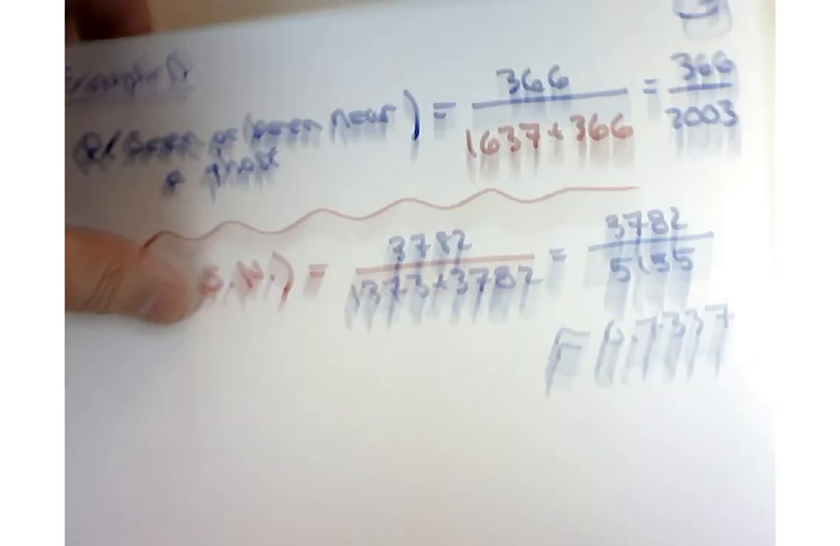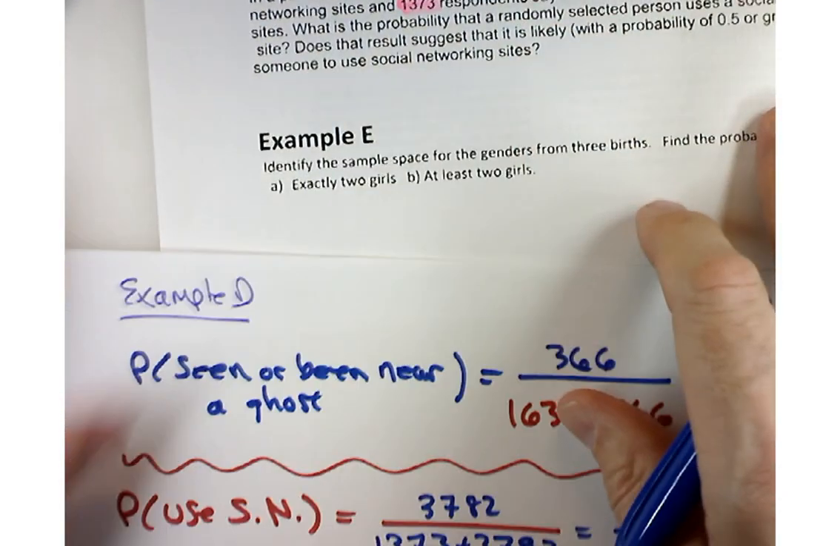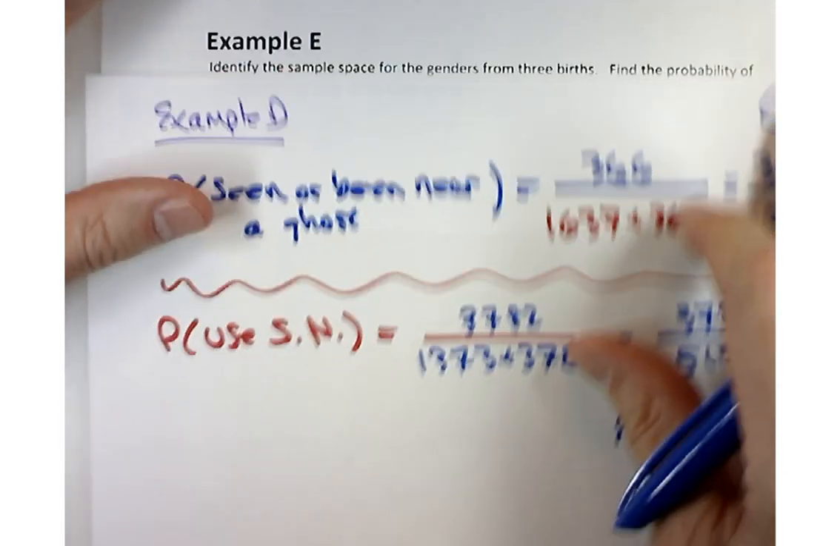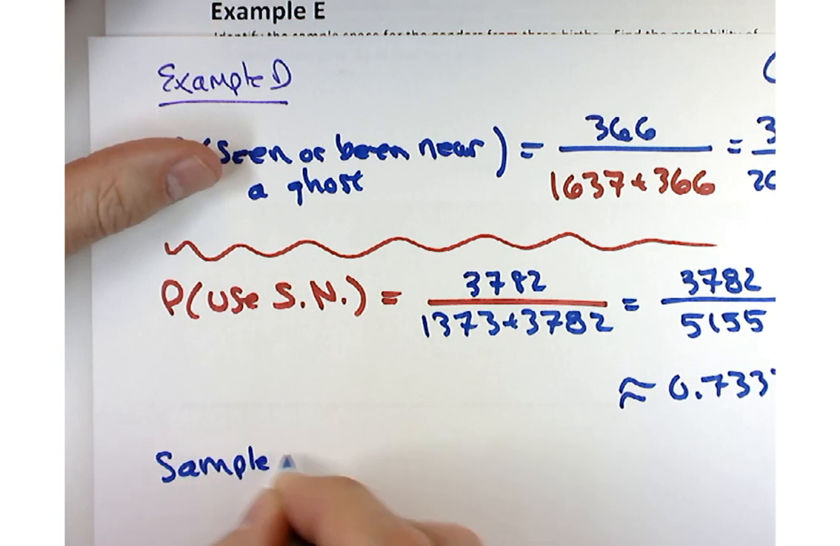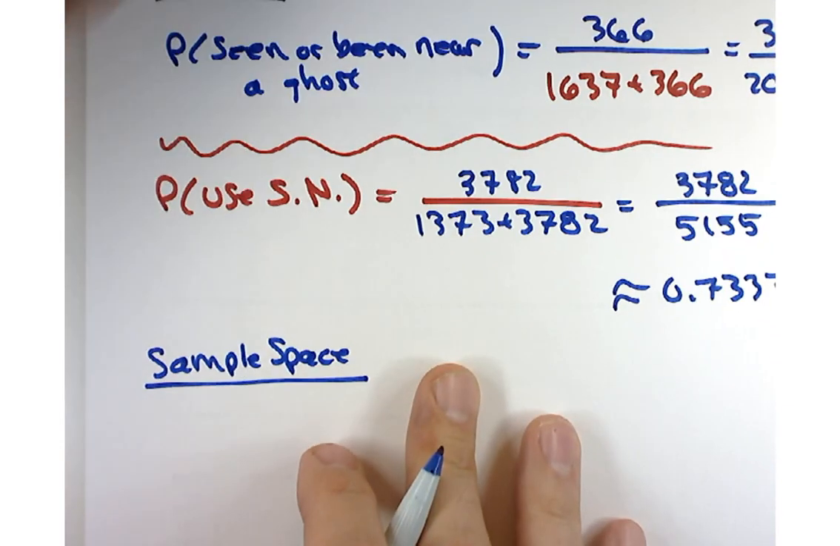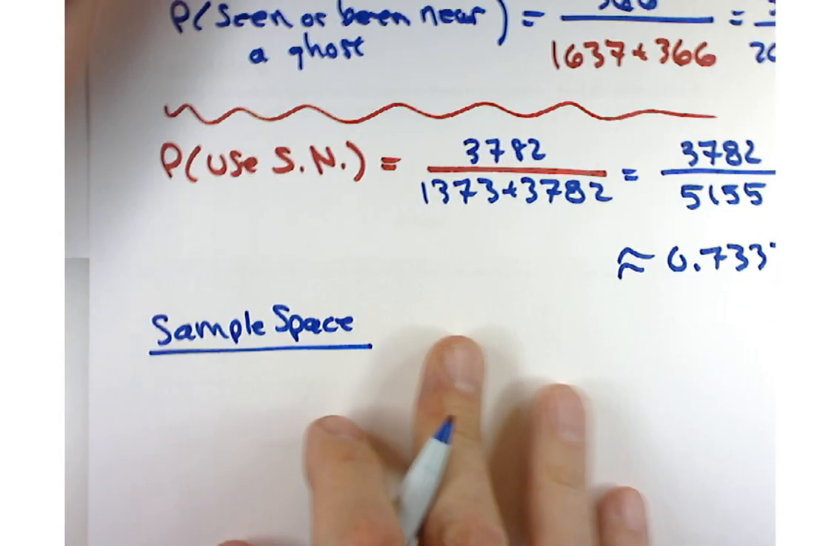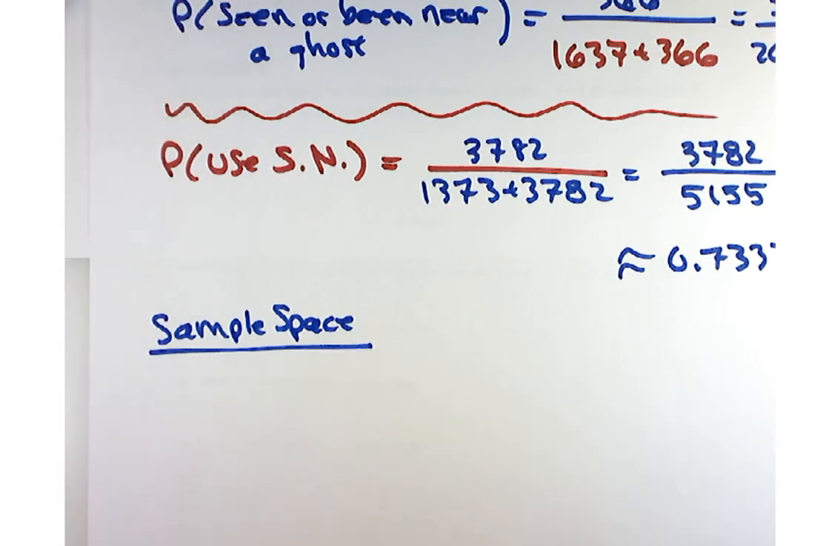All right, not so bad, not so bad. Let's look at something called the sample space. The sample space is the collection of all simple events or outcomes from an experiment.